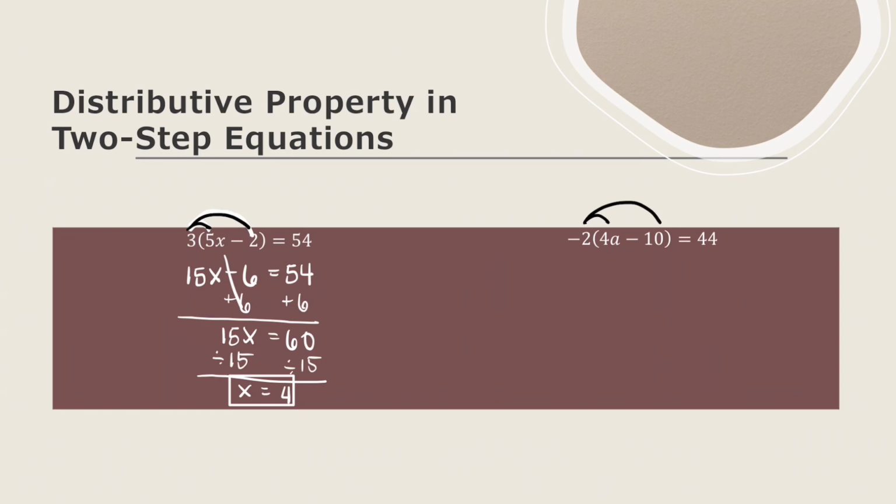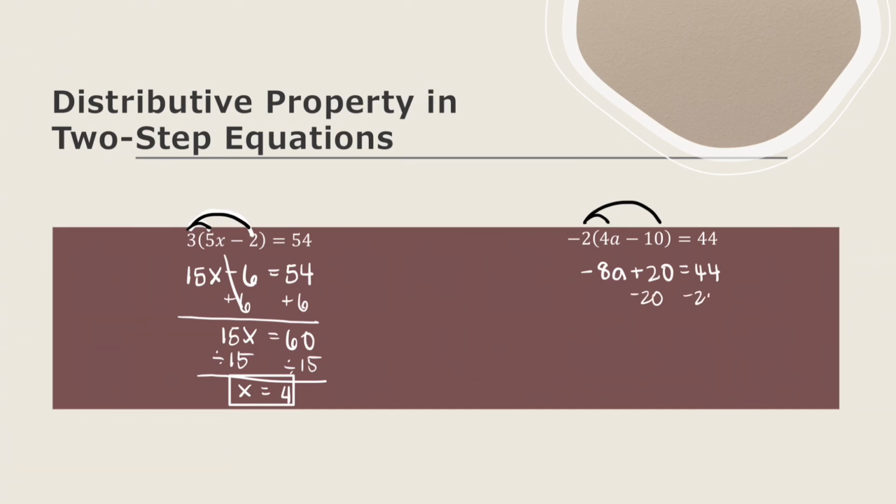I'll make that in black so you can see it better. So I'll do it again. In this one I have a negative. Negative 2 times 4a would be negative 8a. Negative 2 times negative 10 is positive 20. And then I just copy down whatever the constant is on the other side. And then I solve it like a normal two-step equation.